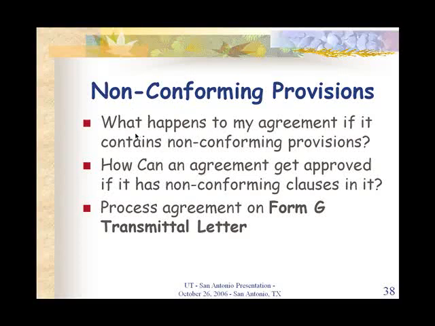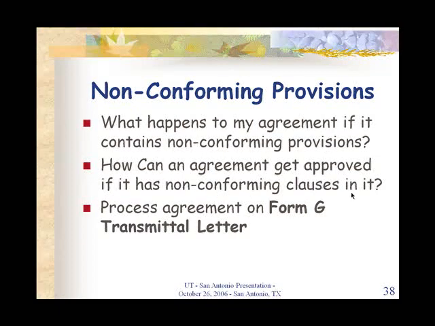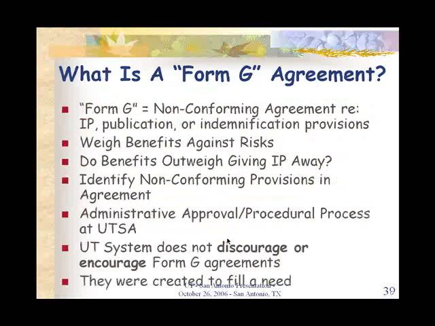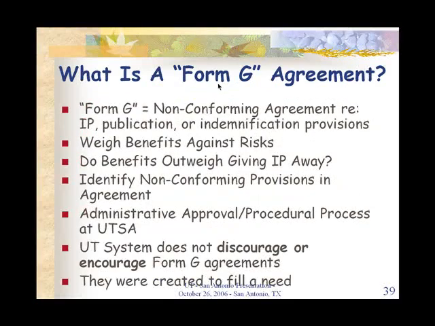So these non-conforming provisions: what happens to my agreement if it contains non-conforming provisions? How can an agreement get approved if it has non-conforming clauses in it? The process, agreement on Form G, and a transmittal letter are some of the questions that you might ask within your institution. Well, what is this Form G agreement? It's a non-conforming agreement, with IP, publication, or indemnification provisions. It helps to weigh the benefits against risks. Do the benefits outweigh giving the IP away altogether? Identify non-conforming provisions in the agreement.